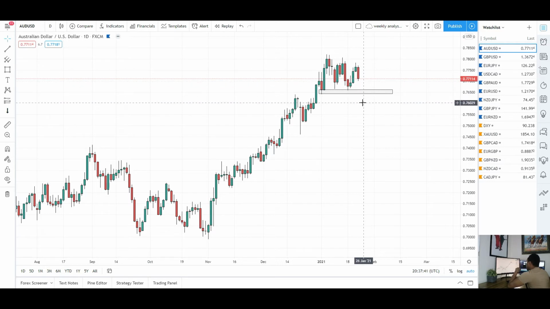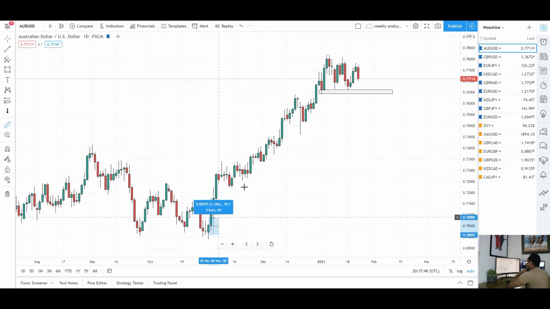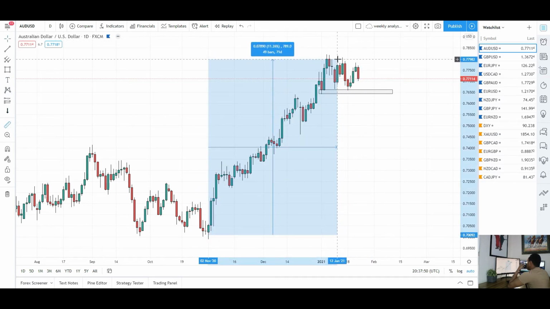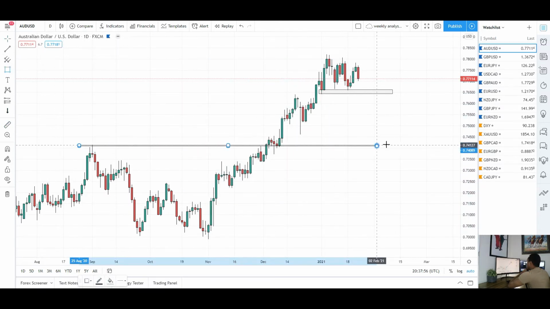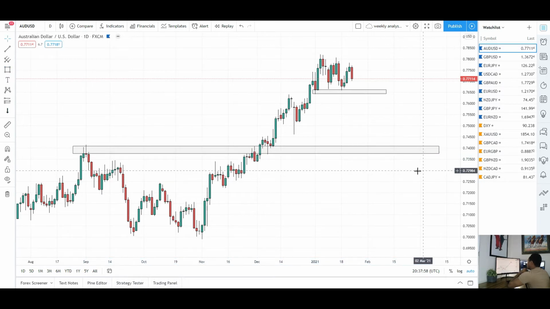If we do break below it, we could potentially see a bit of a counter move to the downside and retrace this big push we've had to the upside, which again is over 700 pips now, almost 800 really. So we could be seeing a bigger retrace to the downside coming up for AUD USD. And again, we do have a really key level here of 0.74, previous resistance there, nice move to the downside.